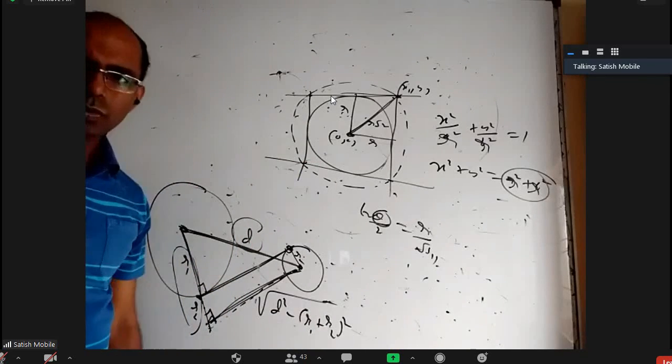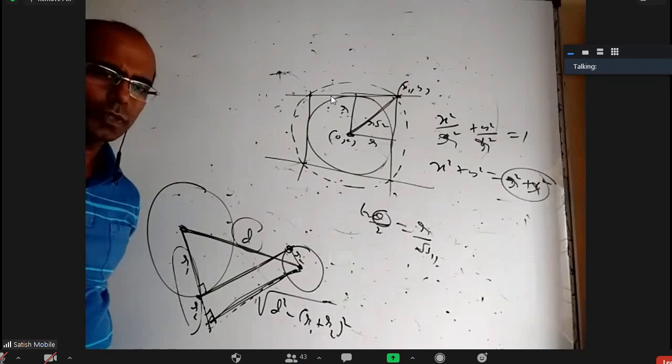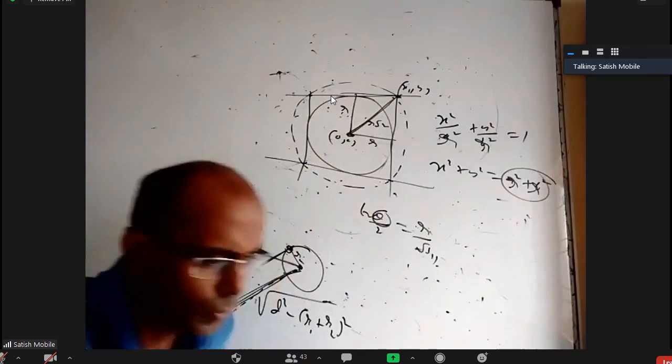Is it clear? Locus of point of intersection of perpendicular tangents? Yes, sir. All right. Okay. So I'm going to end the class now.